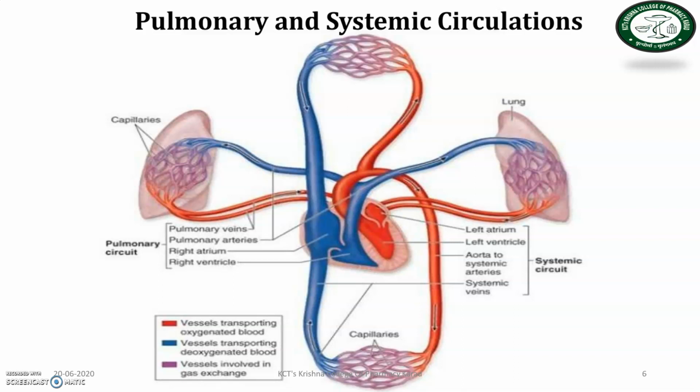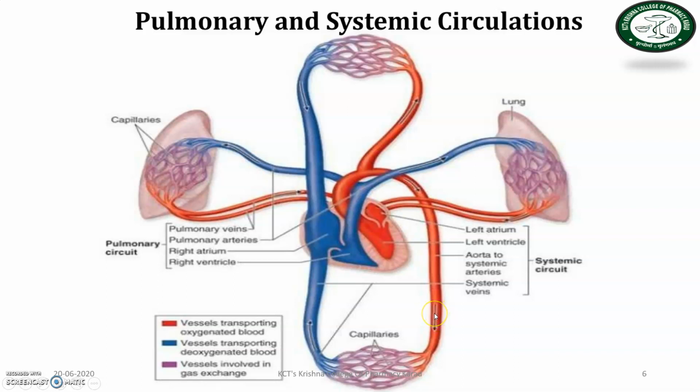If you see the dark blue color, it indicates here on the left side the pulmonary circuit. That is, we call the pulmonary circuit the pulmonary circulation. That indicates all are deoxygenated blood. Whereas on the right side, if you see the diagram, it indicates systemic circulation, meaning all this blood is oxygenated blood.